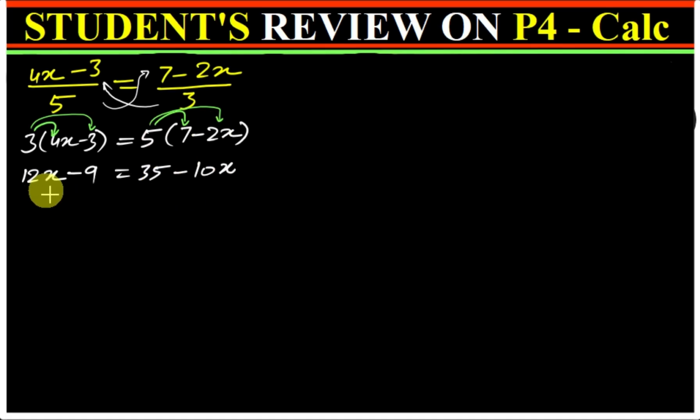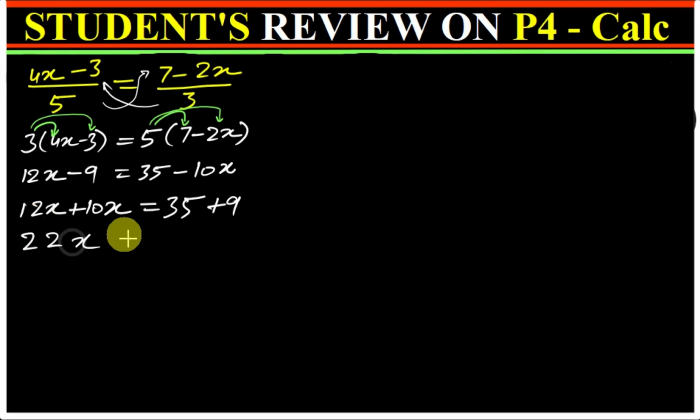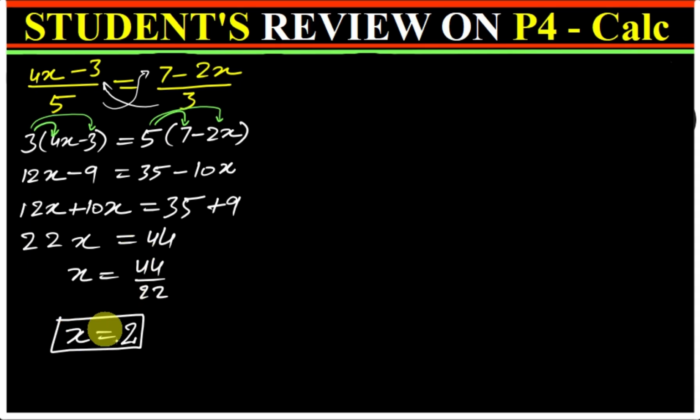Now we'll collect all x on the left side. So this 10x will come to this side, it will become plus 10x is equal to 35, and this 9 will come to this side, it will become plus 9. So 12x plus 10x will become 22x is equal to 35 plus 9, which is 44. Now x will be equal to what? We have to divide this equation by 22. So x will be equal to 44 upon 22. Finally, x is equal to 2, since 22 times 2 is 44. So this will be the answer.